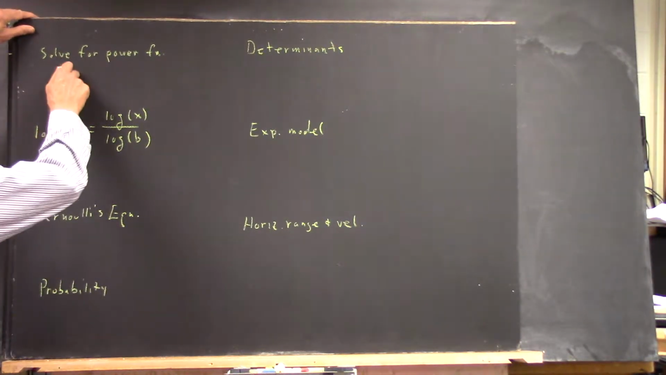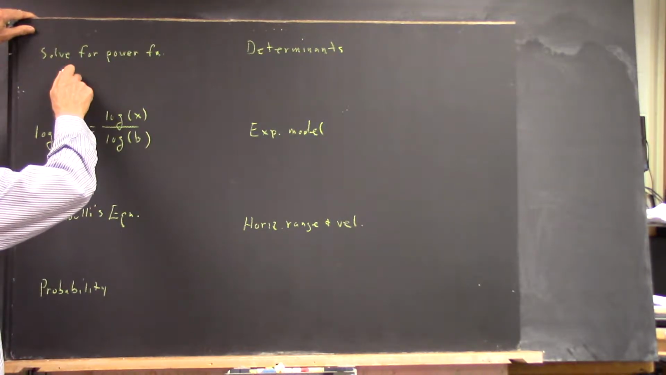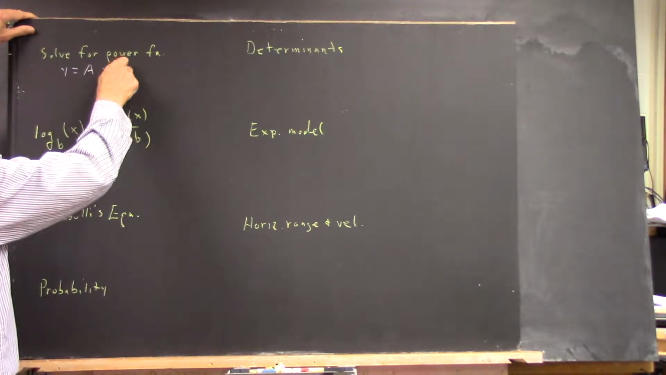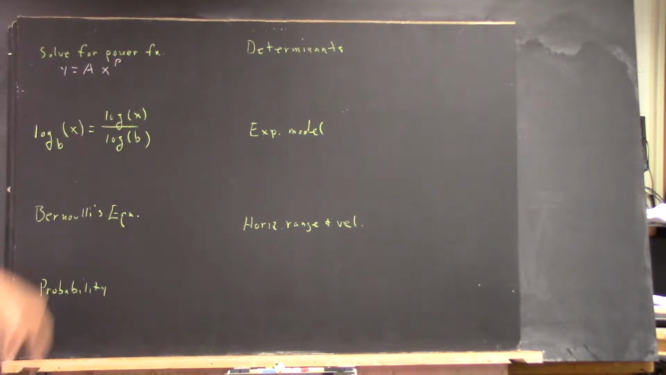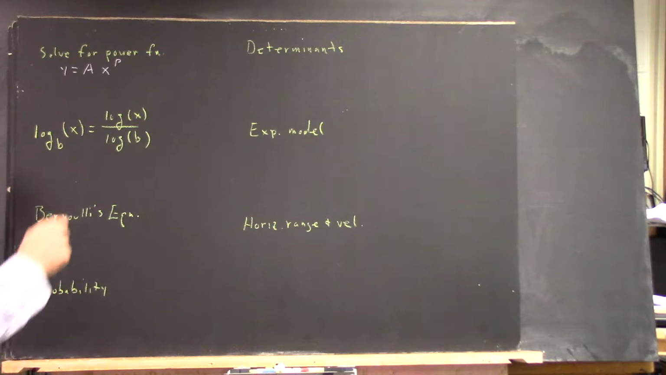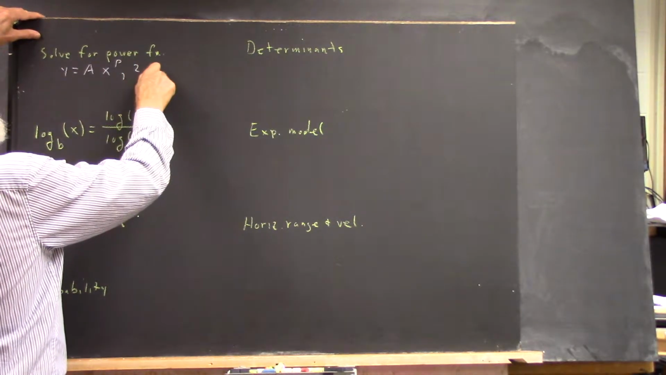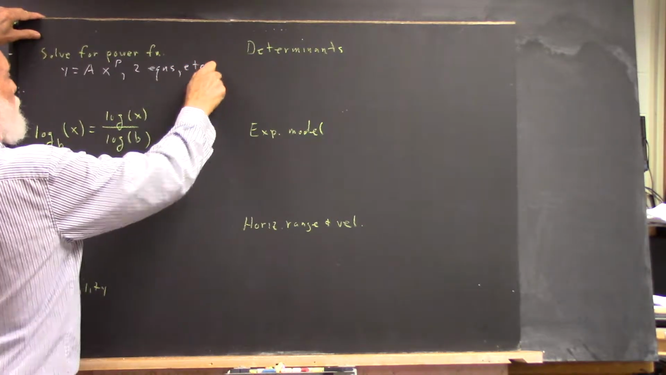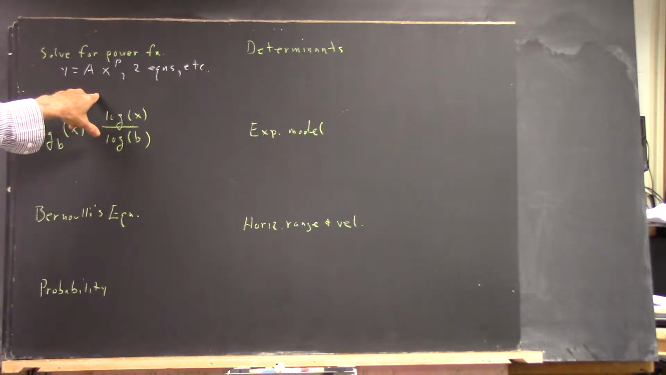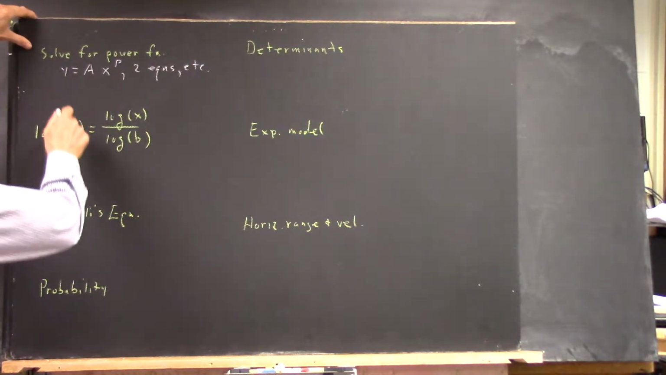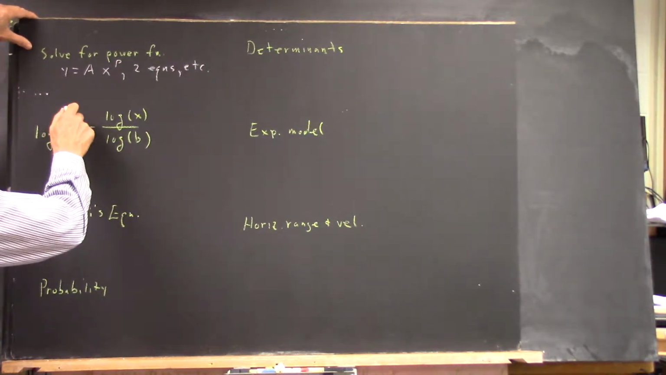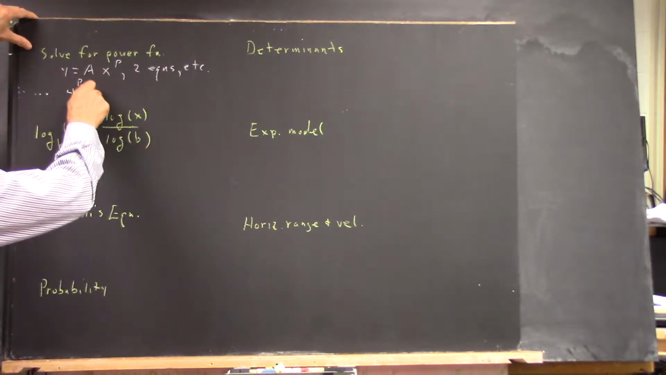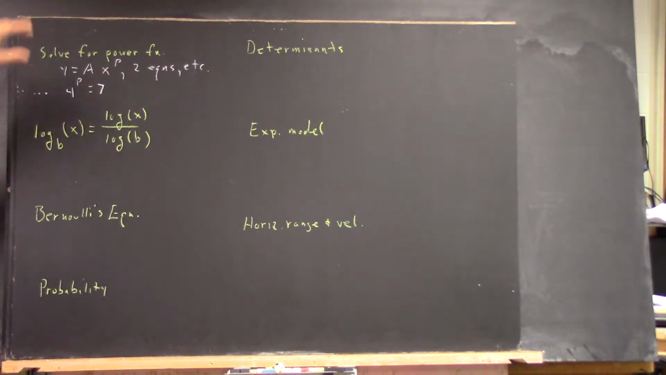So you get like y equals ax to the p. You get two equations, right? So you eliminate a from the two equations, right? And you get to an equation that says something like 4 to the p equals 7. Okay?